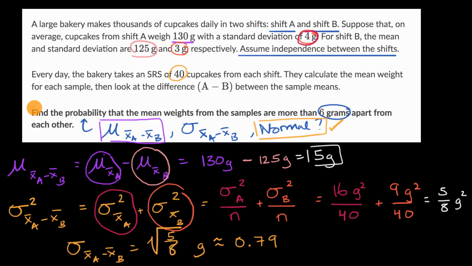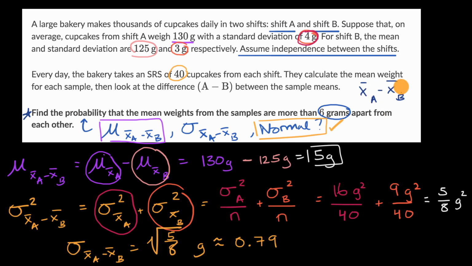In the previous video, we began our journey trying to find the probability that the mean weights from the samples are more than 6 grams apart from each other. And to do that, we started thinking about the sampling distribution of the difference of sample means. We figured out the mean of that sampling distribution, we figured out the standard deviation of that sampling distribution, and we were able to establish that it is normal.